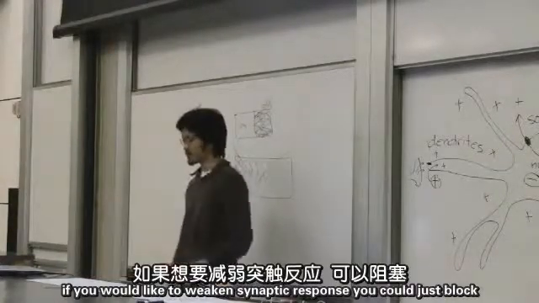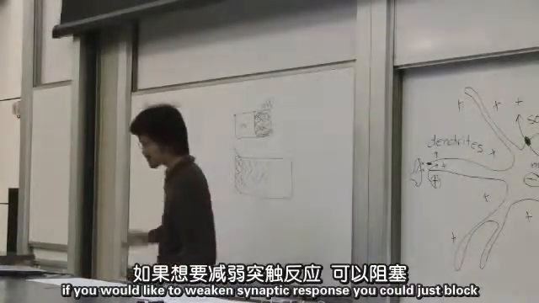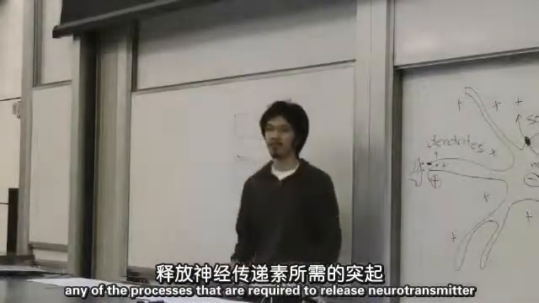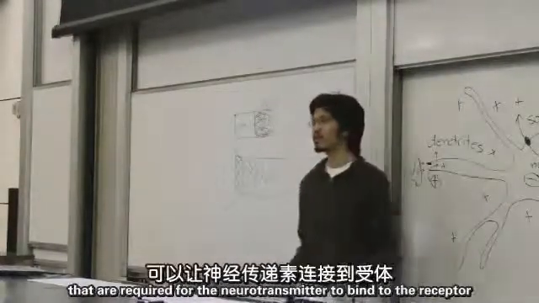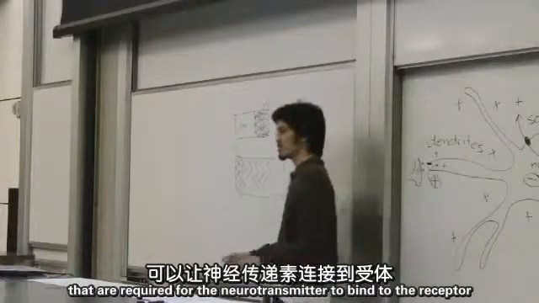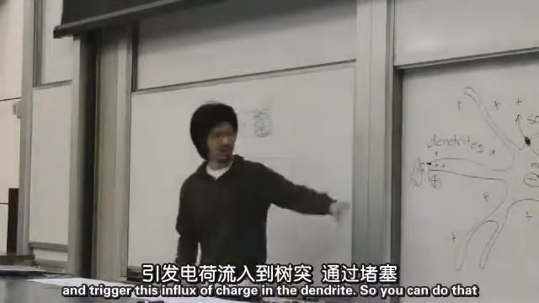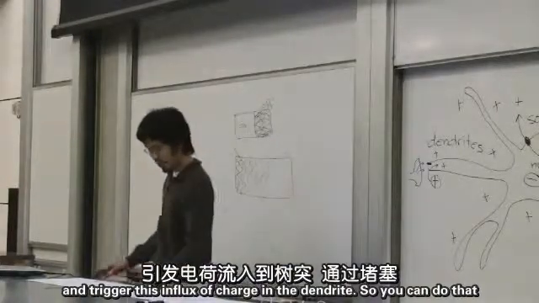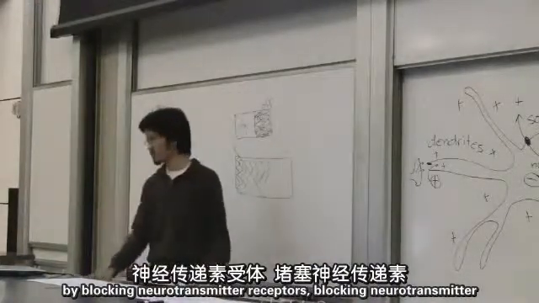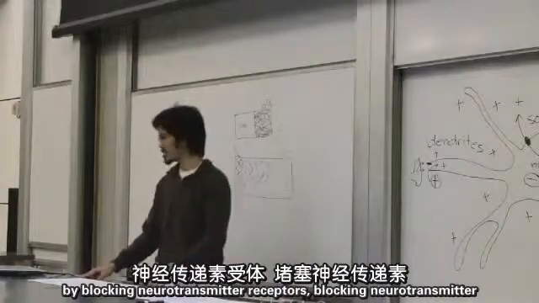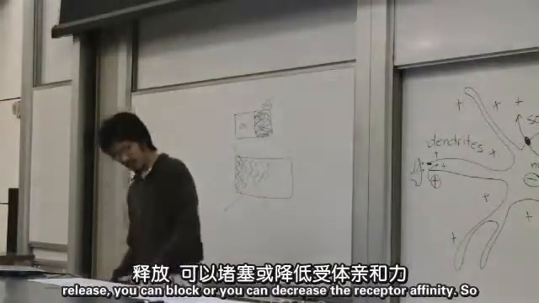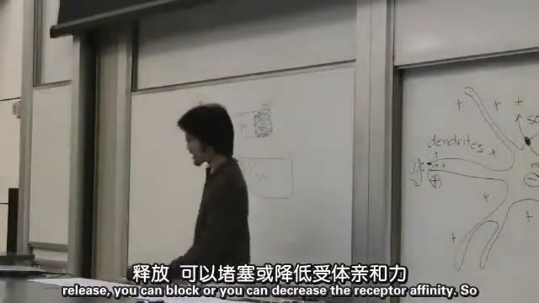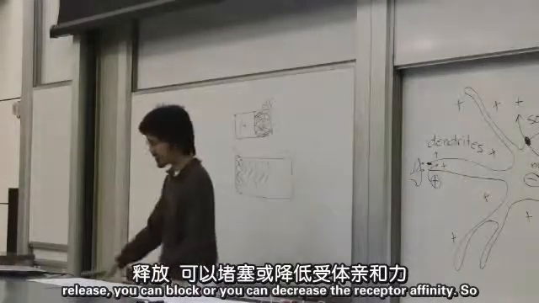Conversely, if you would like to weaken the synaptic response, you could block any of the processes that are required to release neurotransmitter, or that are required for the neurotransmitter to bind to the receptor and trigger this influx of charge in the dendrite. So you can do that by blocking neurotransmitter receptors, blocking neurotransmitter release, or decreasing the receptor affinity.